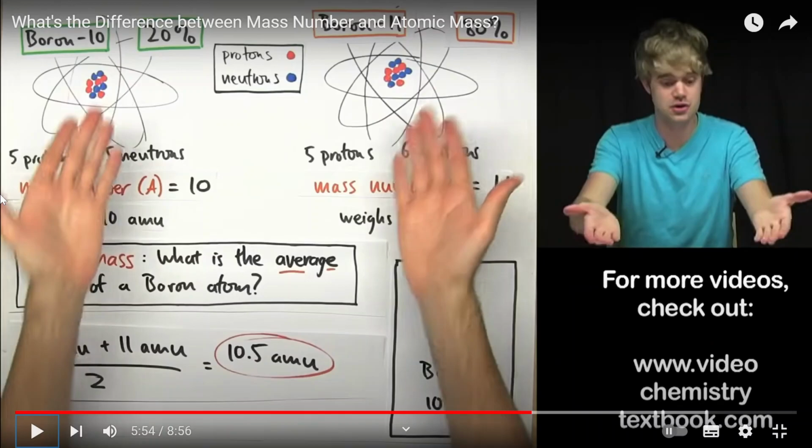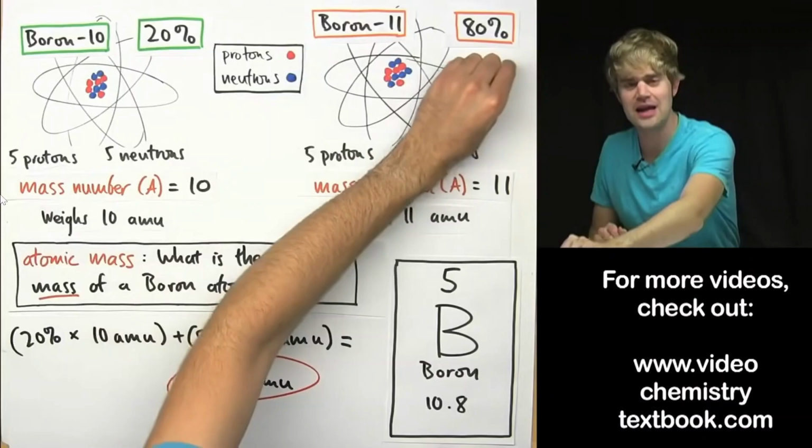But when we crank through this, we end up with 10.8 AMU. And this tells us what the average weight of a boron atom is, taking into mind that only 20% of the boron atoms out there are boron 10, and 80% of the boron atoms out there are boron 11. Now check this out. The number that we get here, 10.8 AMU, is what's at the bottom of this element name on the periodic table. So that's what this number is. It's the atomic mass that tells you what the average weight of one of these boron atoms is.